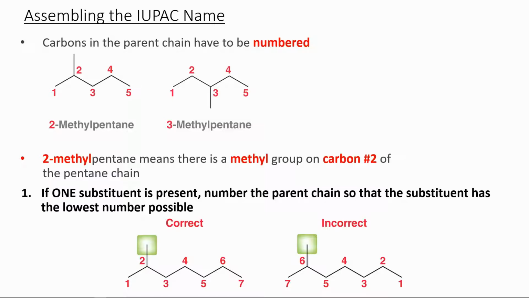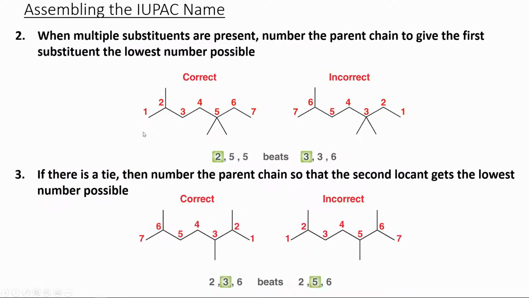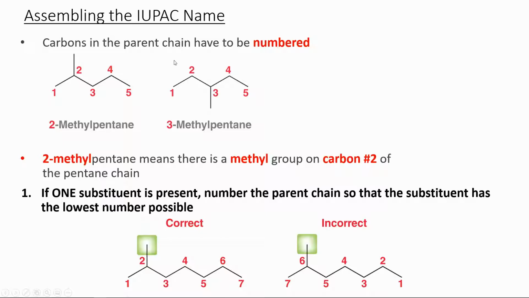So let's put everything together. To begin with, the carbons in the parent chain, we want to start by numbering them. We want to put the substituent in the lowest position possible. And then we can start numbering them. This would be a methyl in the 2 position. So 2-methylpentane means that we have a methyl group on carbon 2 of a pentane chain.